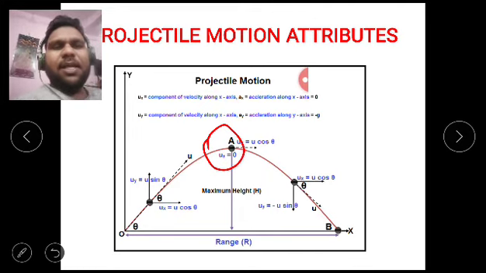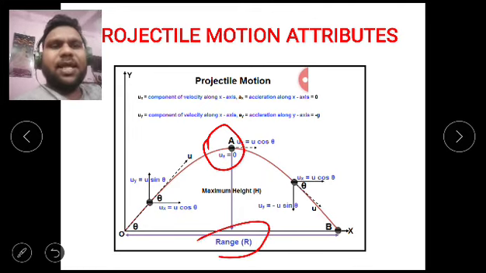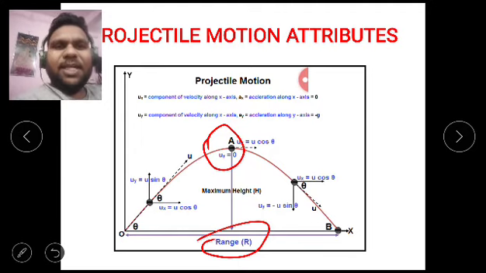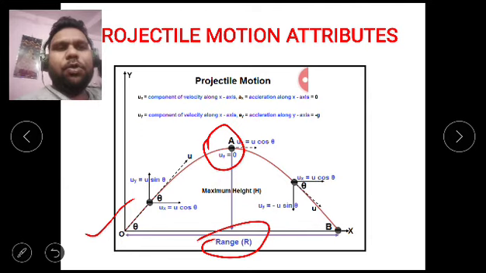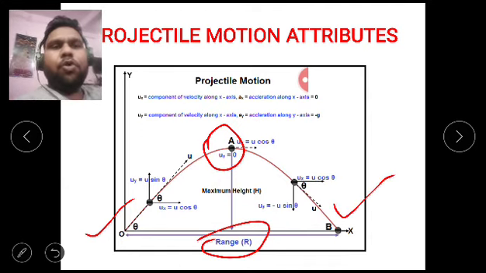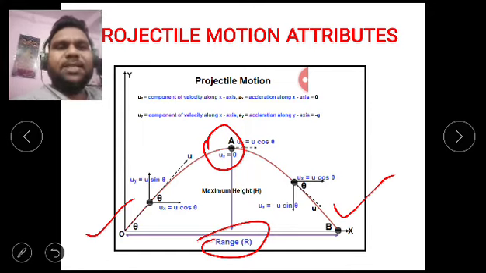Now what is the range of the projectile? Range of the projectile is the horizontal displacement of the projectile from the point of launch to the point when the projectile hits the ground. From O to B, the distance OB is called the range. So range is the horizontal displacement.